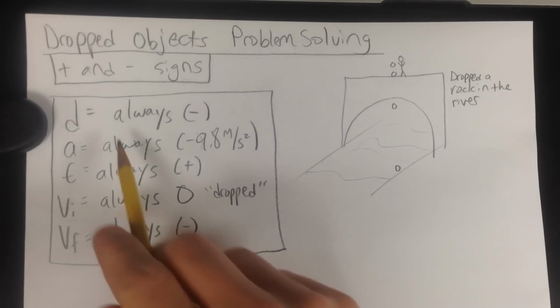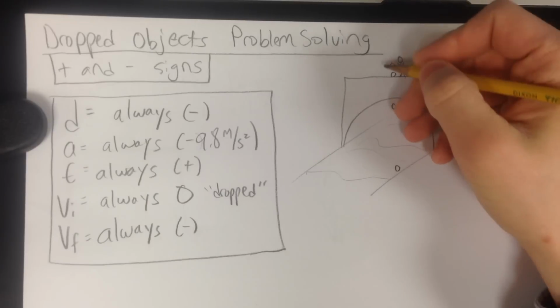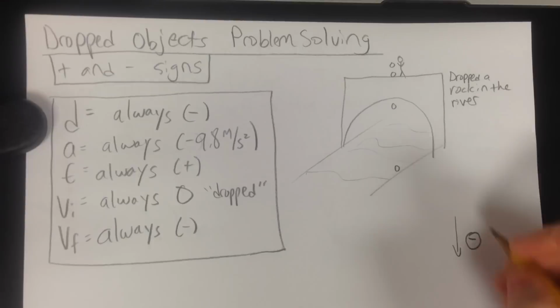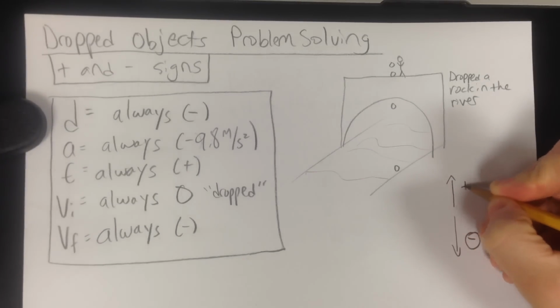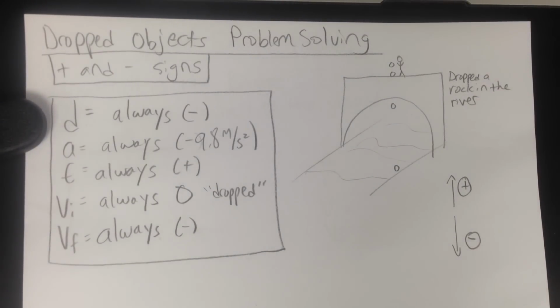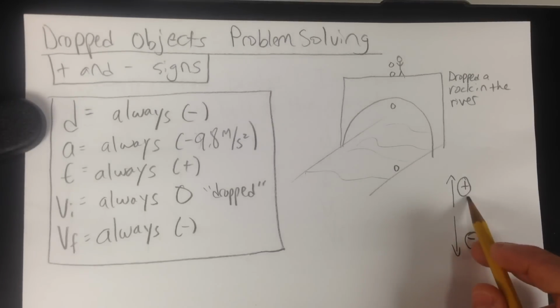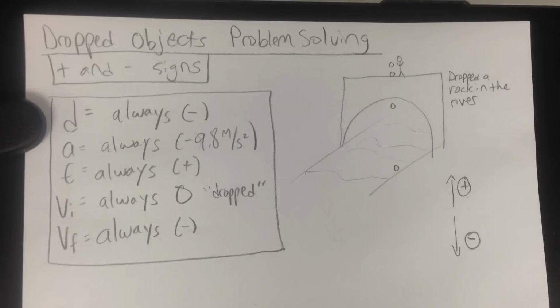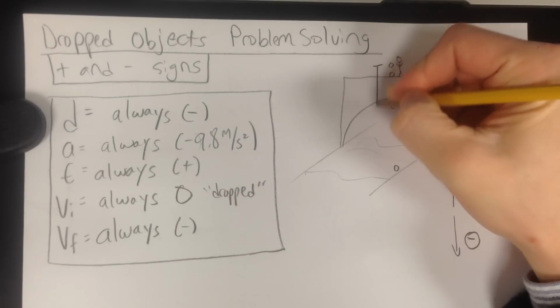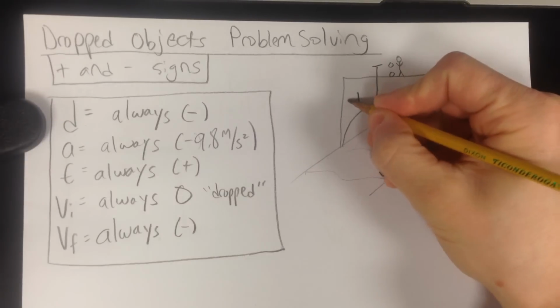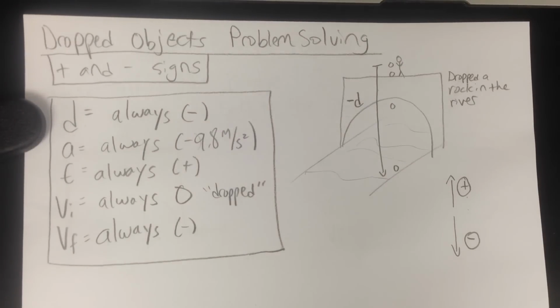Well, when you look at distance, the rock travels down, right? And everything we're going to call down gets a negative sign, right? That means everything that goes up also gets a positive sign. So it's kind of like a coordinate plane. Everything in the bottom, heading down gets a negative. Everything heading up gets a positive. So if the rock is dropped, it travels down a distance. That's a negative because the distance goes downwards. It's not thrown up in the air.